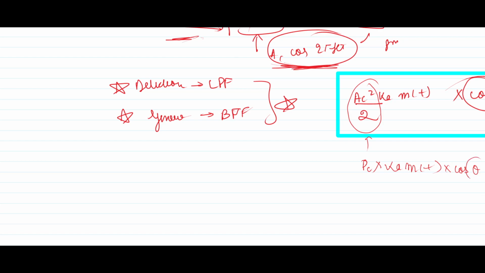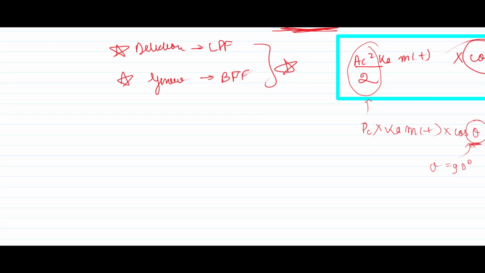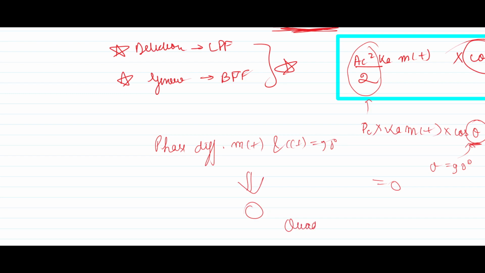So what happens because of this cos theta? You all know that if theta is equal to 90 degrees, cos 90 degrees is 0 and we'll get 0 output. So whenever the phase difference between the message signal received and the carrier signal is equal to 90 degrees, you don't get any output, and this is known as the quadrature null effect. You need to remember this concept, quadrature null effect.